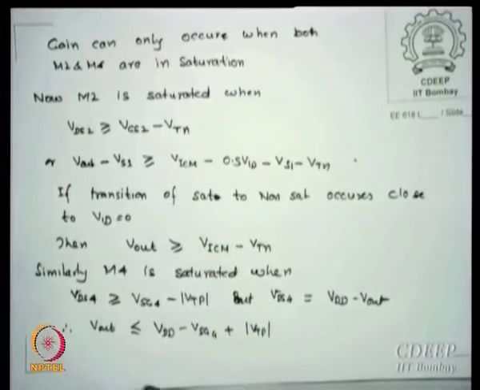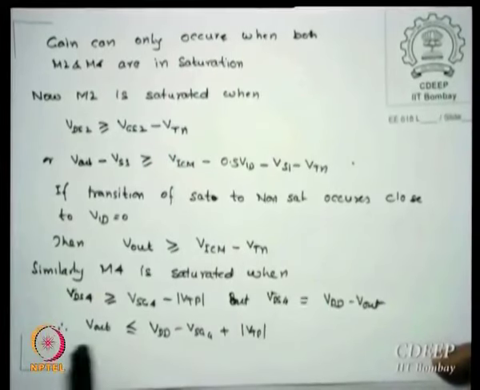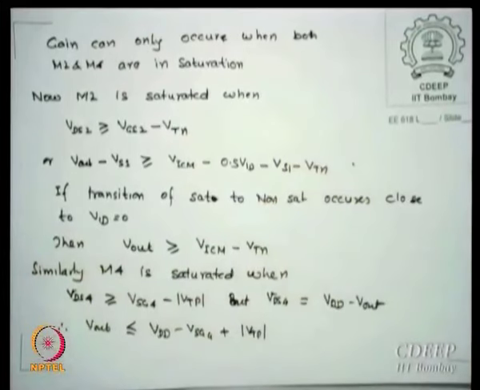Change the inequality. So for a P channel, the source is at the power supply end. Why? Otherwise holes cannot come down. So if I write this, then V out should be less than or equal to VDD minus VSG4 plus VTP. I flip the inequality. If I get this, how many V out values have I got now? First I got V out from the M2 side, the other I am now getting from the M4 side. Which one do you feel will be larger?